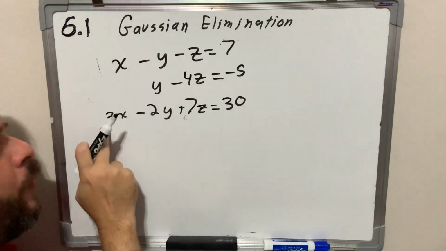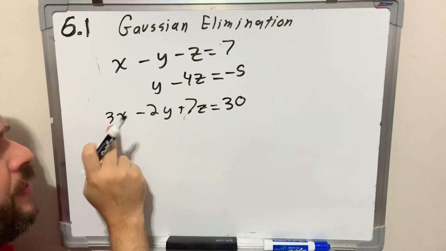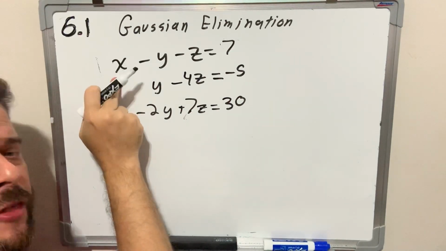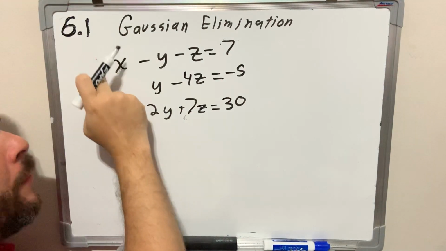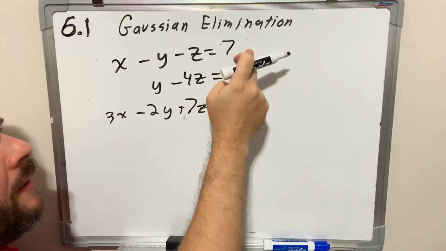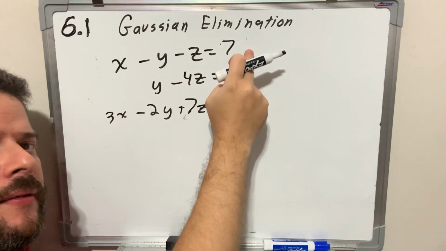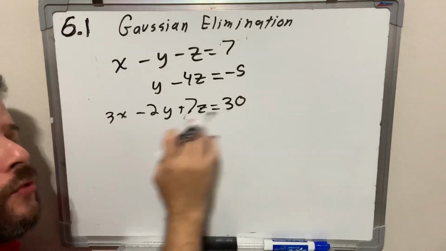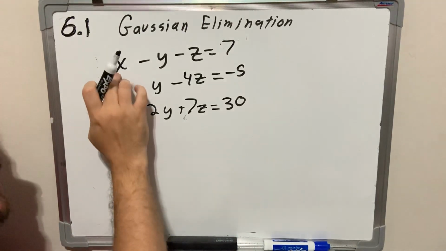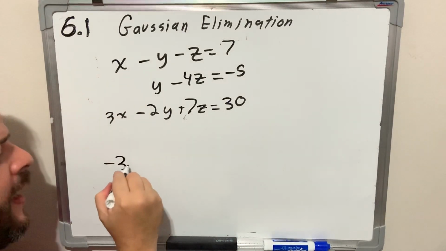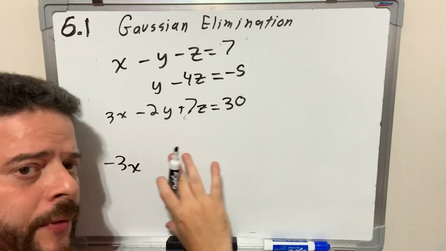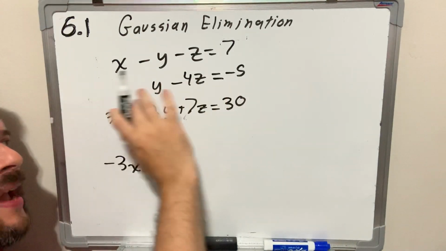So in order to get rid of this 3, I need a -3x. So I'm going to multiply the first one by -3 and then add it to this one. And let's see what happens. When I multiply this by -3, again, I'm going to do my operation down here, and then I'm going to plug the answer in here.